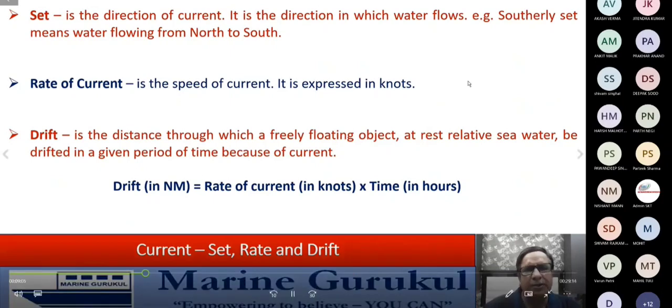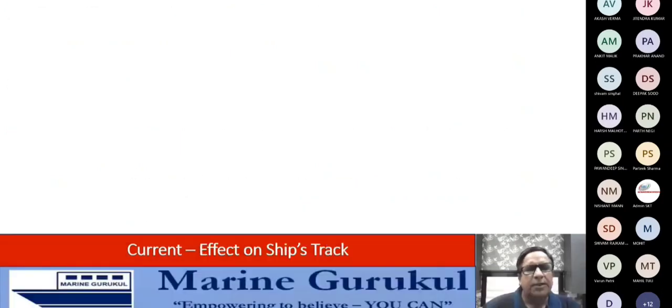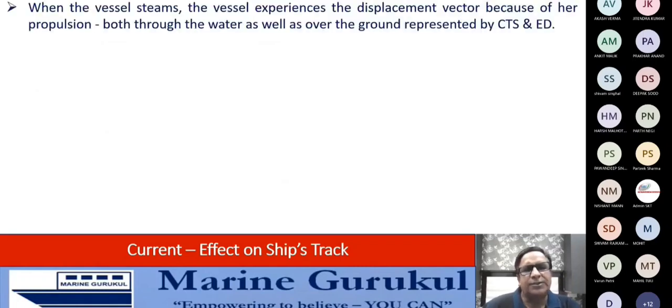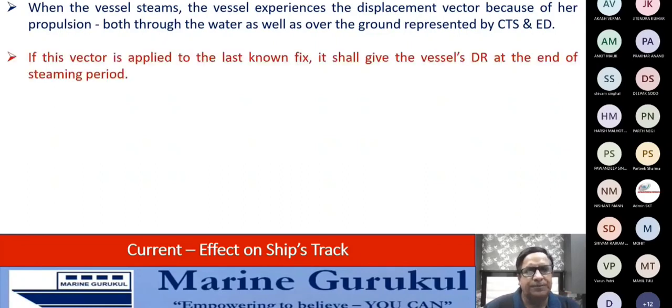Now, with these terms having been discussed, let us look at the effect of current on the ship's track. When the vessel steams, the vessel experiences a displacement vector because of her propulsion, and this displacement vector acts both through water as well as over the ground. This displacement vector is represented by course to steer as its direction and engine distance as its magnitude. If this vector is applied to the last known fix, we have already discussed this, it shall give us the vessel's DR at the end of the steaming period.